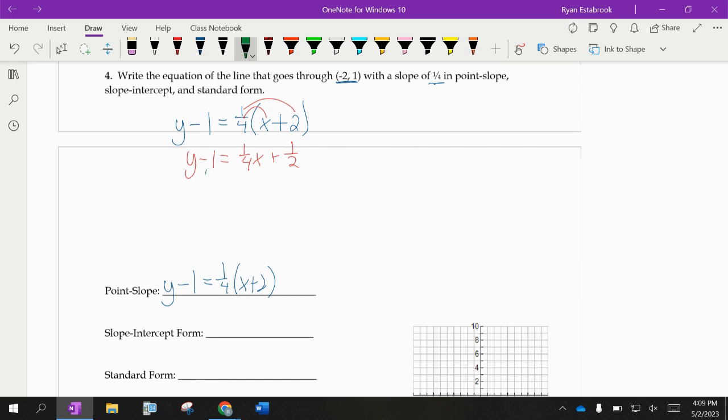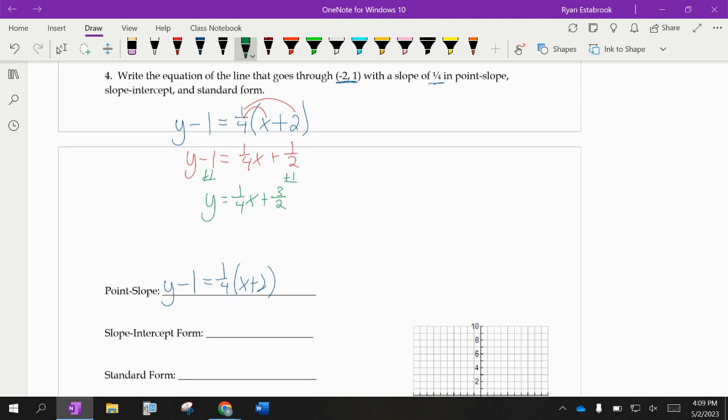Next, we need to add 1 to both sides to get the y by itself. So y equals 1/4 x. 1/2 plus 1, I could use my calculator, or I could try to combine. 1 plus 1/2 is 1.5, or I could call it 3 over 2.